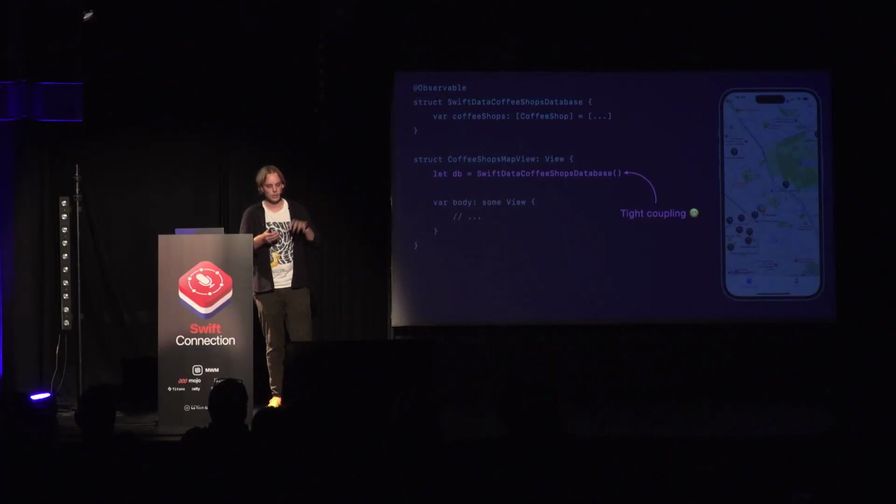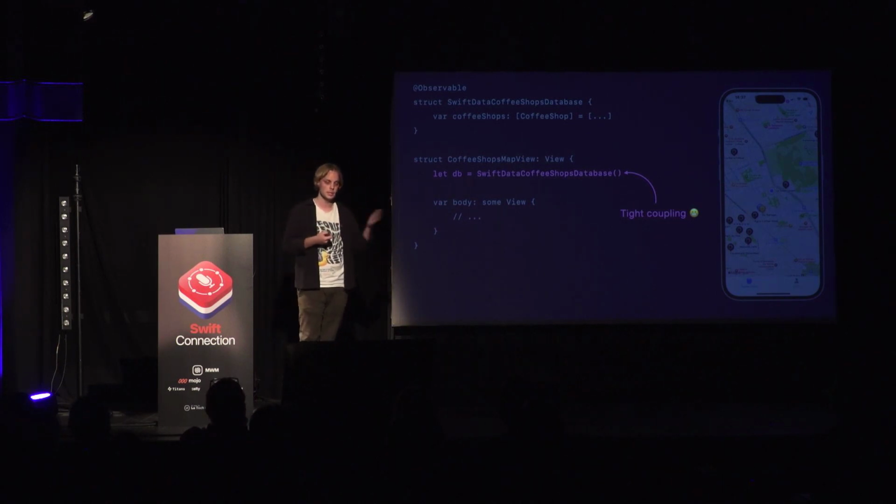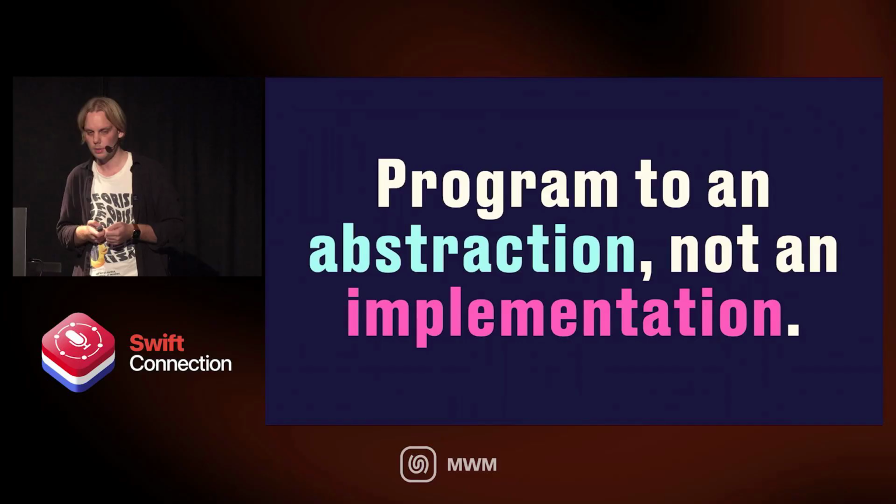Maybe because we need to swap it out for stubbing our data with hard-coded data, or maybe we need to swap it out for a unit test, or maybe the data source has just changed and we need to provide it a new one. And in the context of dependency injection, we call this the control freak anti-pattern, where the consumer of the dependency, in this case the map view, creates an instance of the dependency, in this case our database. So let's get rid of this tight coupling.